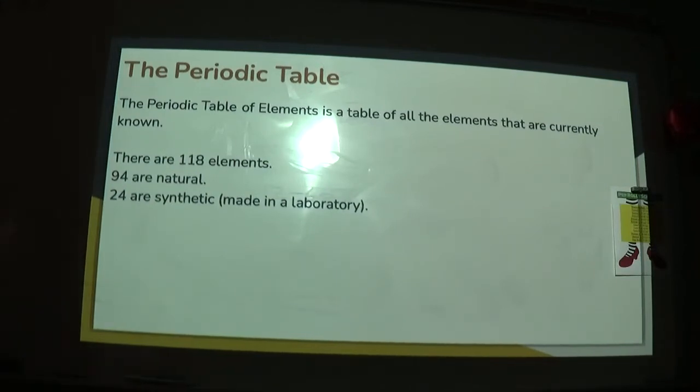I think I get to use my laser today because I have to point at the periodic table.